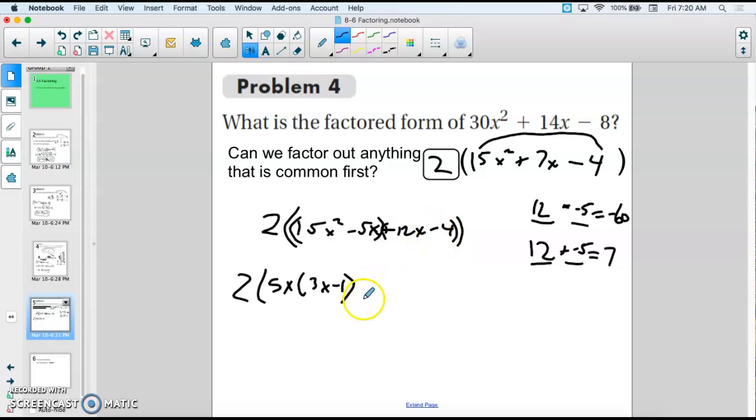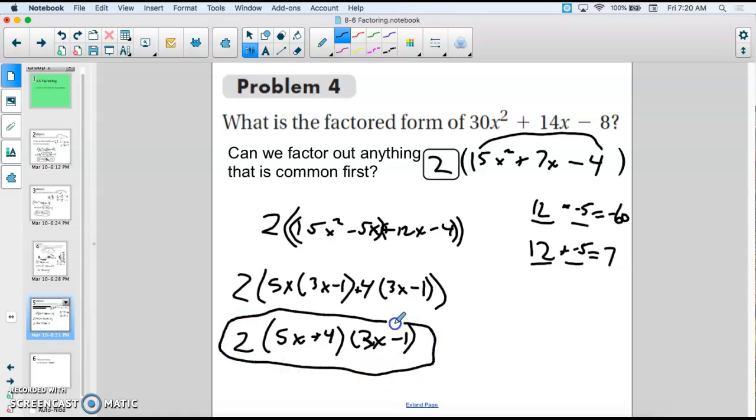Okay, what can we take out here? We can take out a positive 4, and we're left with 3x minus 1. Okay. And then our last step is to put them together. 5x plus 4. And then 3x minus 1.